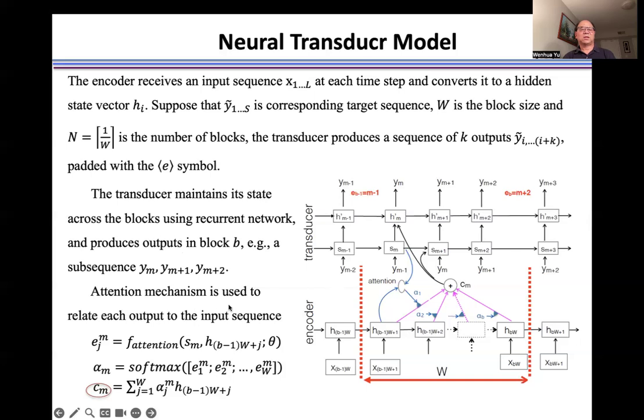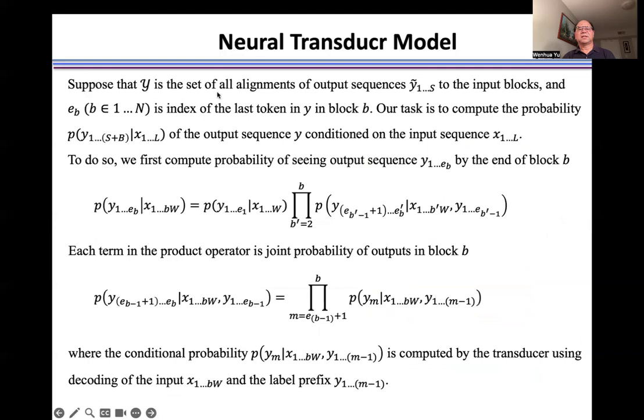An attention mechanism is used to relate each output to the input sequence. For example, if we use the attention mechanism here, we use S and H to calculate A, and then we use A and H to calculate this context vector C. Otherwise, we use S and H to calculate C, and then we use C to calculate S and H.